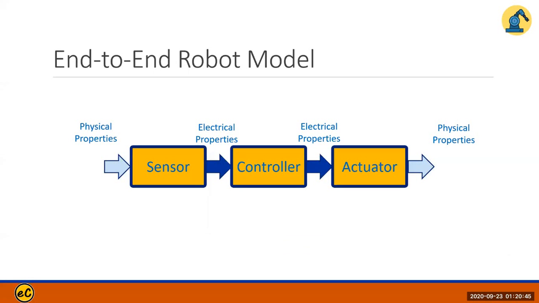Here is the model for robots. So you have physical property converted to electrical property converted to physical property. And this model we usually call the end-to-end robot model. And right here, we do not have digital processing. So it's basically just signal conversion, and then doing some analog processing, and then converting back to the actuator and sending it back to the physical world.